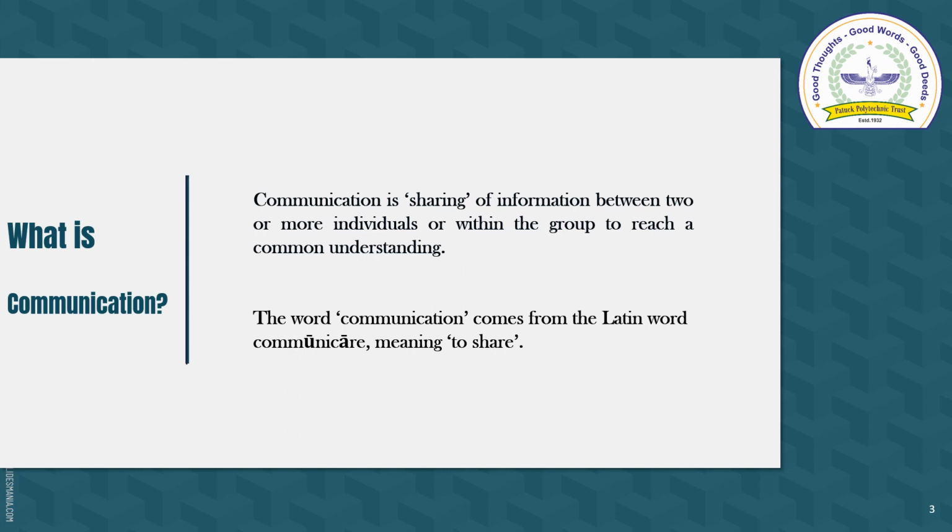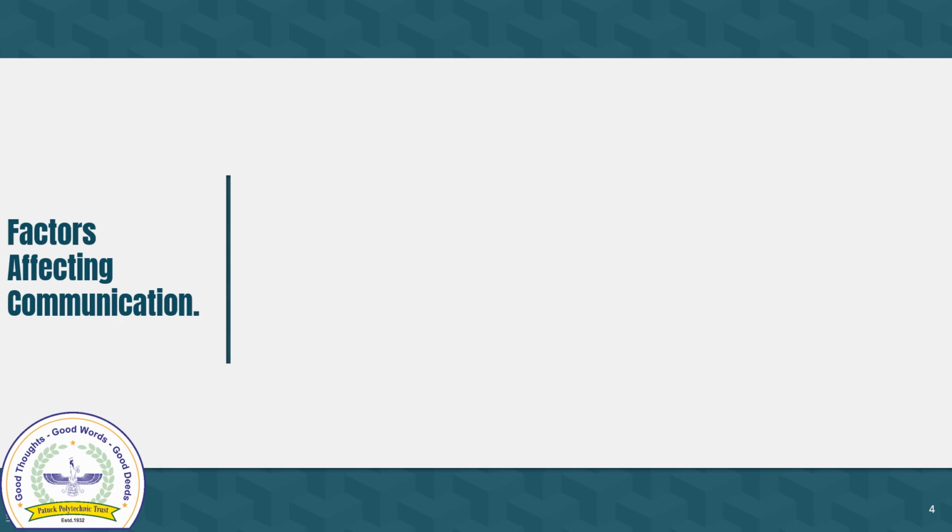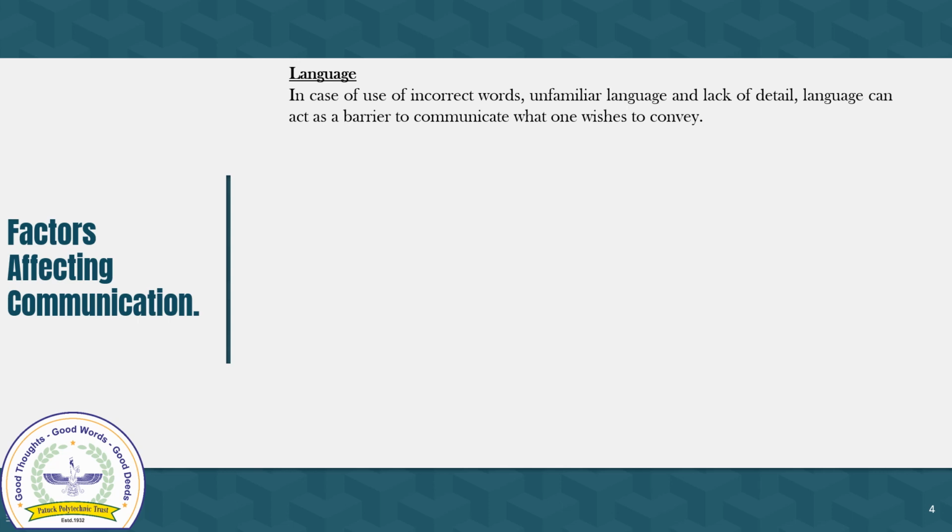So here we will first try to analyze what are the factors which affect communication. What are the factors which affect communication? The very first factor which affects communication is language. I tell you, if we are communicating in a language which is not understood by the people, an unfamiliar language, or we can say incorrect words, then language can act as a barrier to communication.